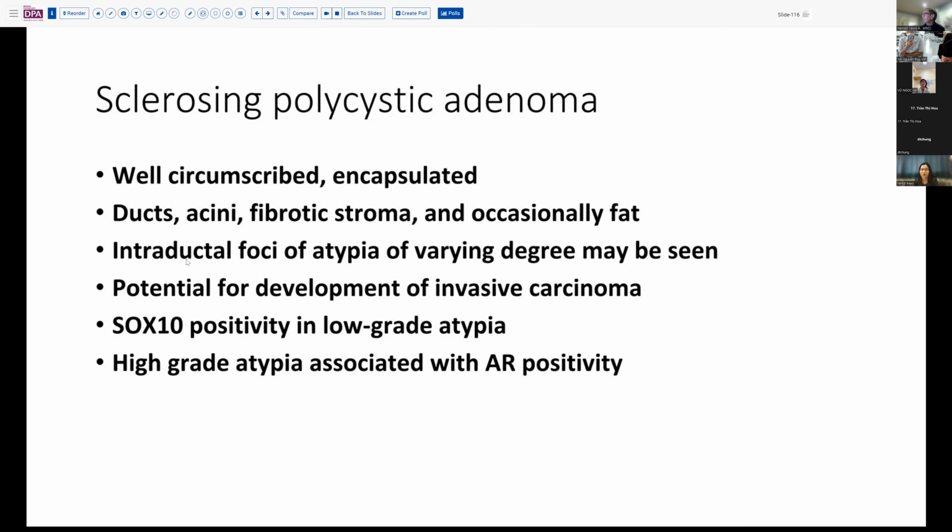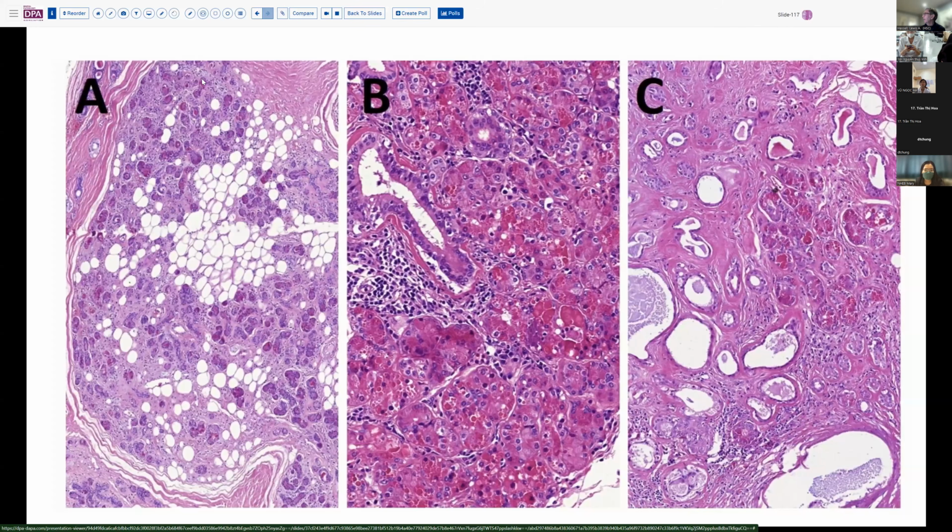Now, there can be variable foci of atypia, ranging from fairly low grade to even potentially high grade. But again, they'll usually be fully encapsulated, so you won't be inclined to call them carcinoma. Interestingly, the low-grade atypia characteristically is SOX10 positive, whereas the high-grade atypia is more frequently associated with androgen receptor positivity. So more akin to some of the ductal type of carcinomas that we'll see later where androgen positivity is seen.